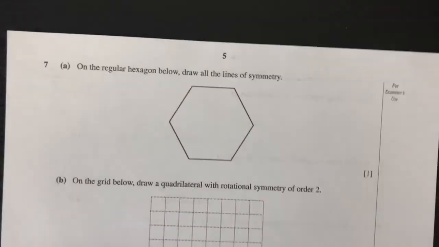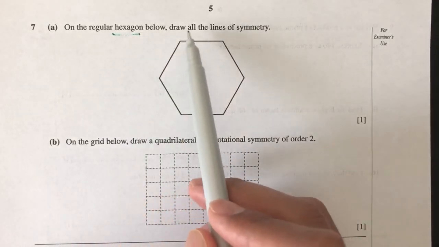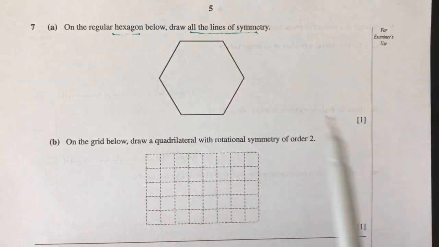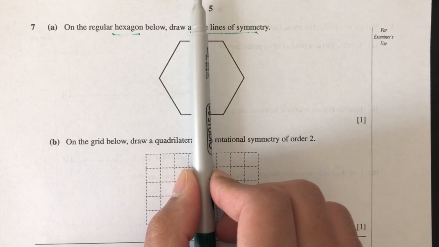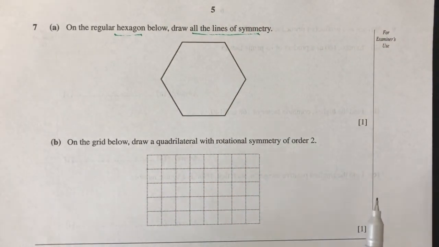Moving on to question number 7. This is a regular hexagon. Draw all the lines of symmetry. As you can see, it has 1, 2, 3, 4, 5, 6 sides. So we know it has 1 here. It has 1 here, 1 here. So it has a lot of lines of symmetry. So we have to go one by one.